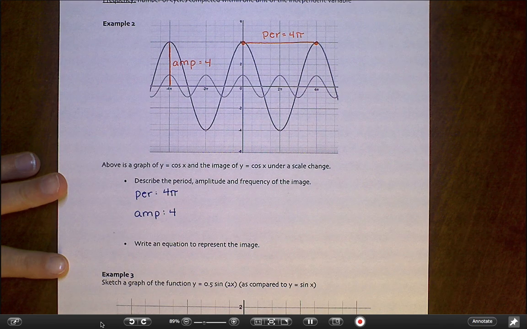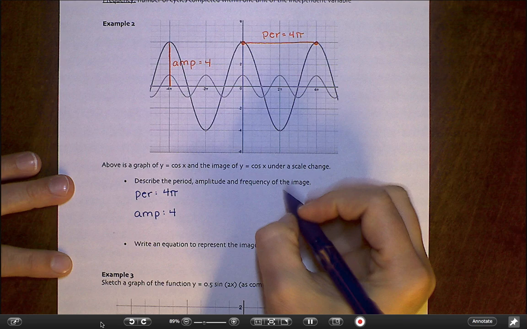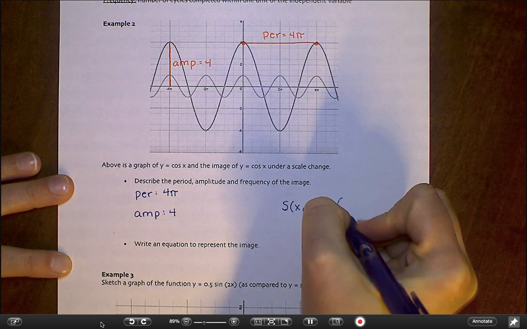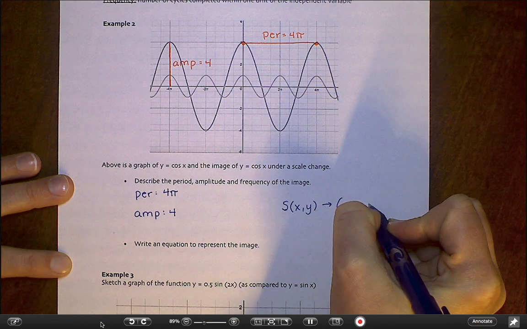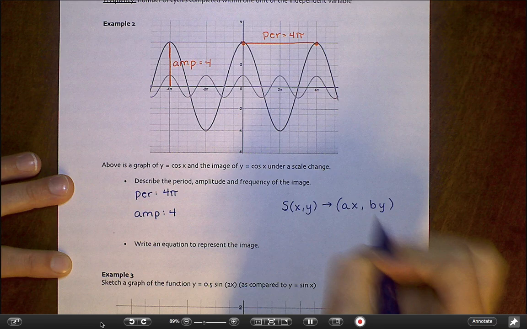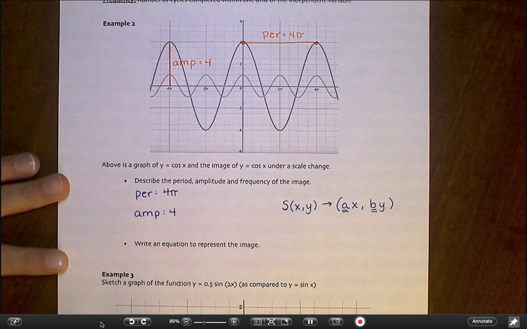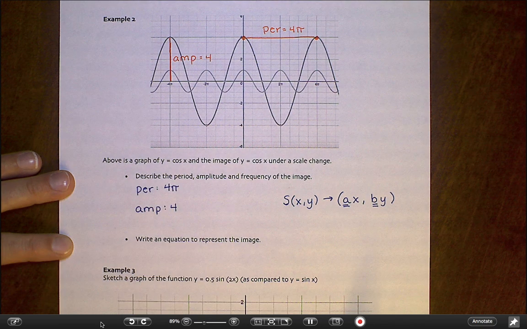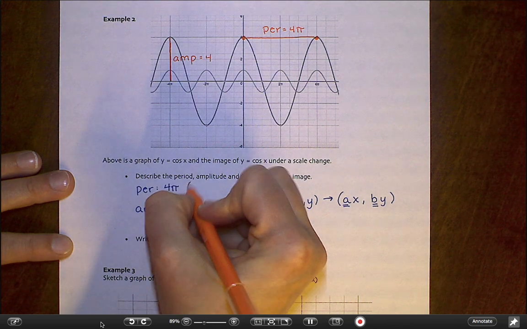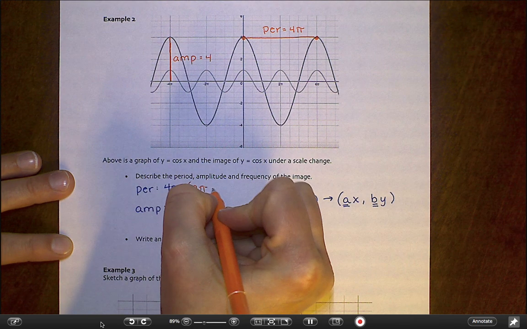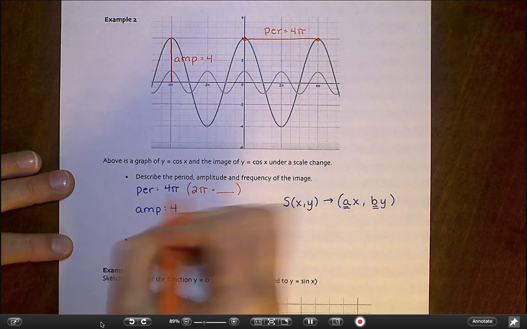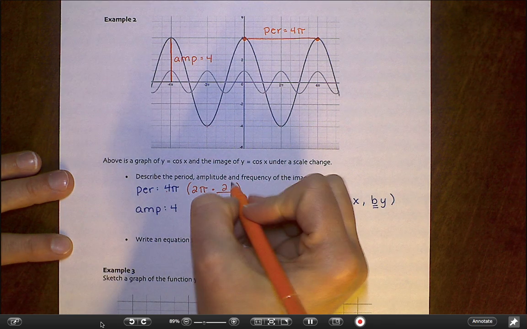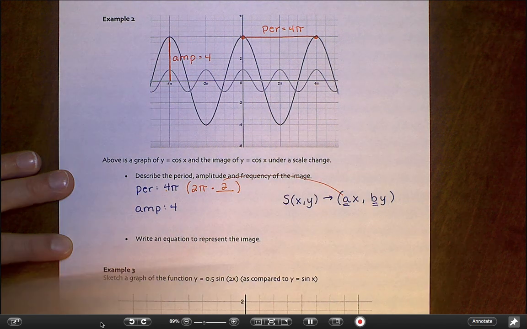So now I want to take these things and come up with a rule, right? My rule has to look something like this. And then I'm going to have something x, comma, something y. To figure out what these values are, I have to ask myself what happened to the period and what happened to the amplitude. So for this one, I'm asking myself, if my original period was 2 pi, what did I have to multiply by to get a 4 pi? Well, I would have to multiply by 2, right? That's my a value. That's the number that's going right here.